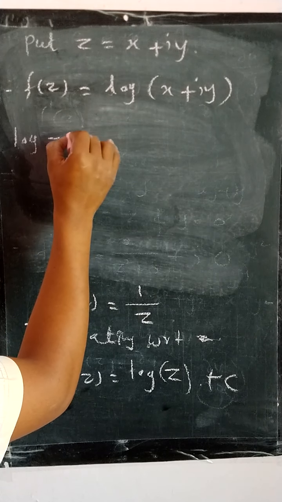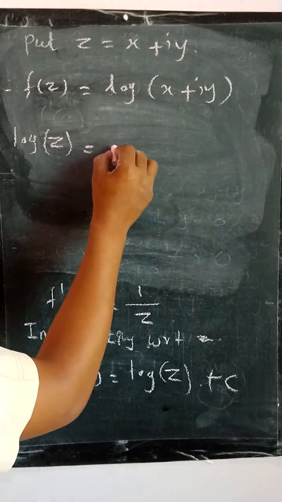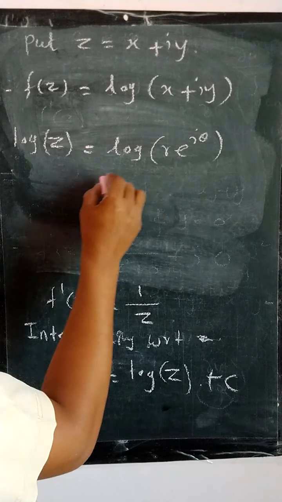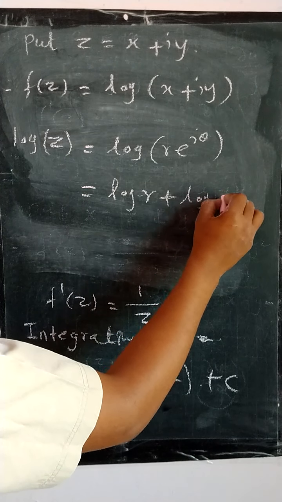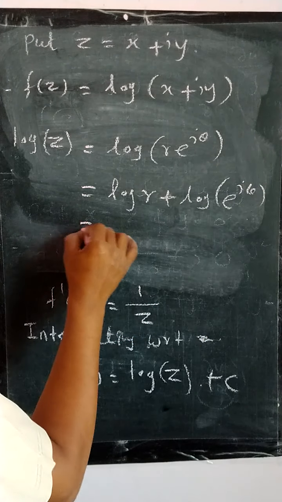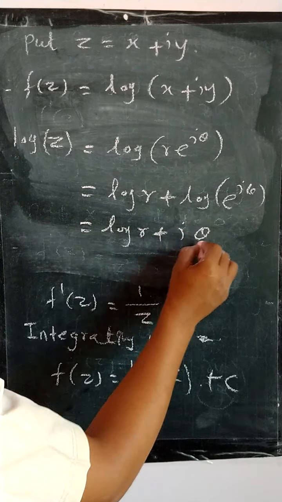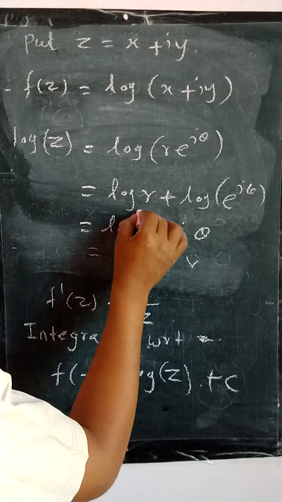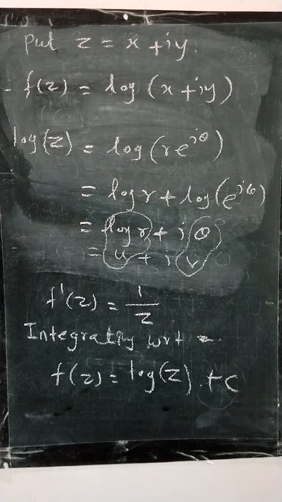if we write this z in the form of polar coordinate or exponential form, then that will be log of r e raised to I theta. So using the log property, I can write log of r plus log of e to the power I theta, that is log r plus I theta. So this is of the form u plus I times v. So log r will be u and theta will be v. So this is the separation of real and imaginary parts of logarithm of a complex number.